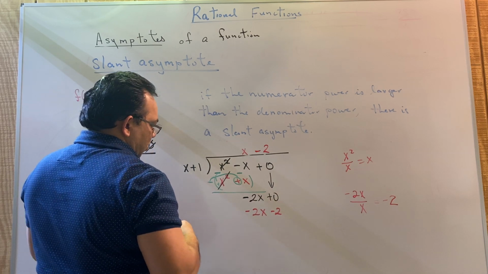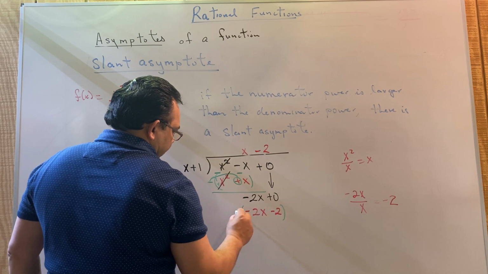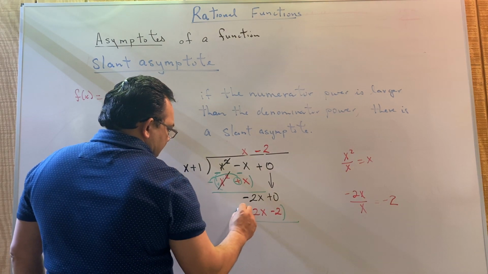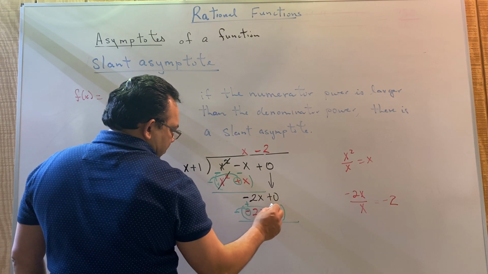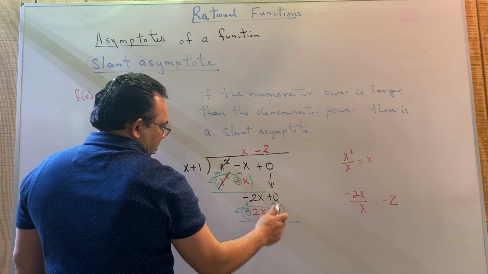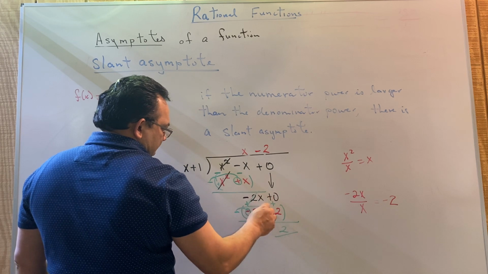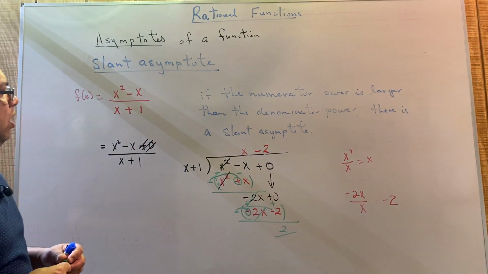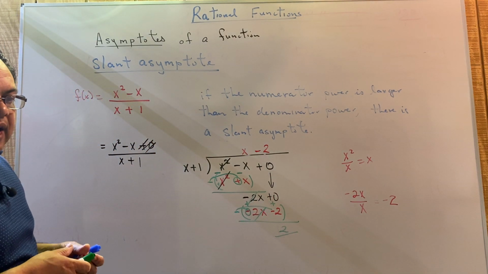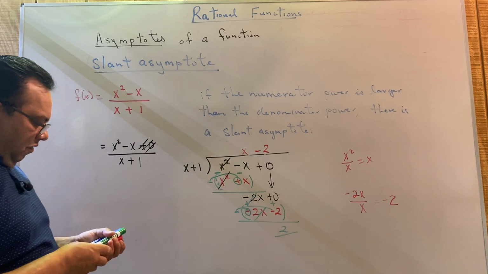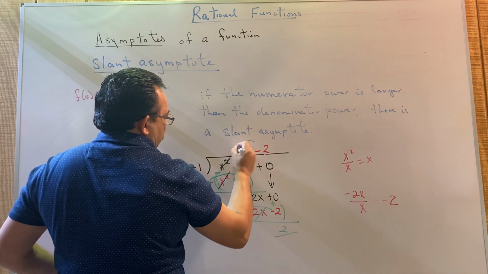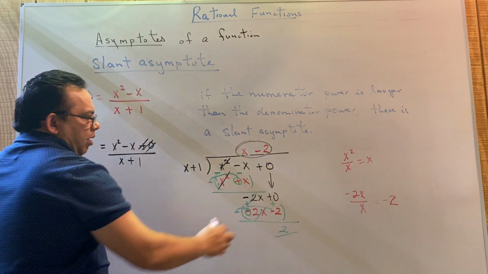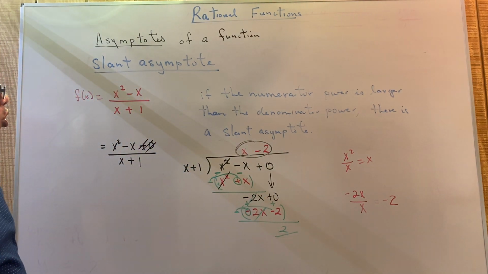And once again, don't forget we have to subtract. As you subtract, these negatives become positive, since a negative times a negative becomes a positive. 0 plus 2 is 2. This cancels with that. Well, when we're looking for the slant asymptote, what we're really looking for is this quotient. We don't care about remainders for slant asymptotes. All we care about is the quotient.